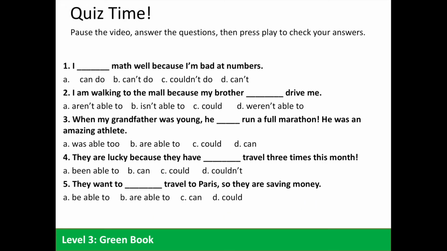Now, let's take a practice quiz. As always, pause the video and answer all the questions. Once you've finished, hit the play button and we'll talk about your answers.